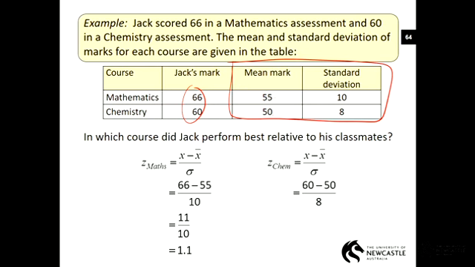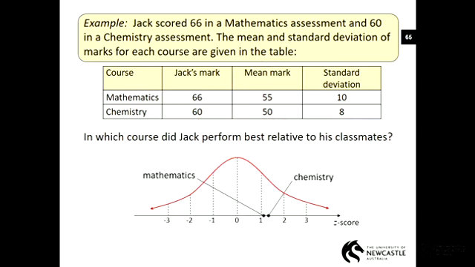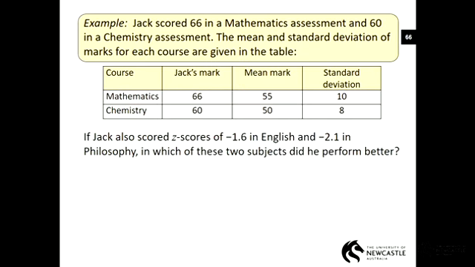Well, his mark was 60 minus the 50 mean, so he got 10 marks above the mean, but the standard deviation was only 8, which means the results were tight. He did exceptionally well. 10 on 8 is 1.25. So he did well in both, but he did even better in chemistry, just because a 1.25 Z-score beats a 1.1. And in the picture, there's my 1.1 for maths, there's 1.2 for chemistry.